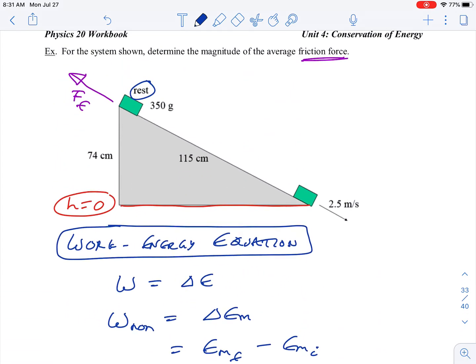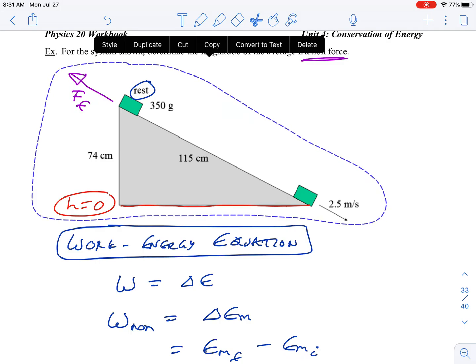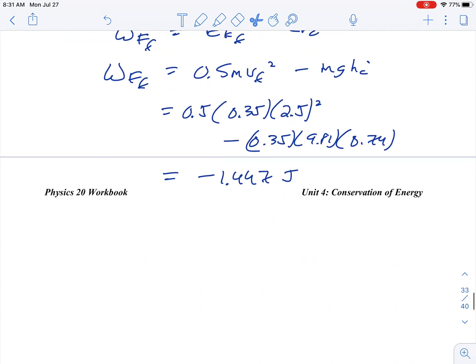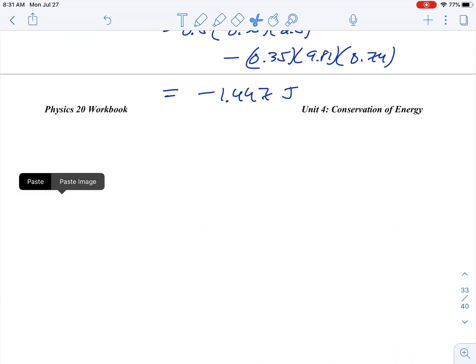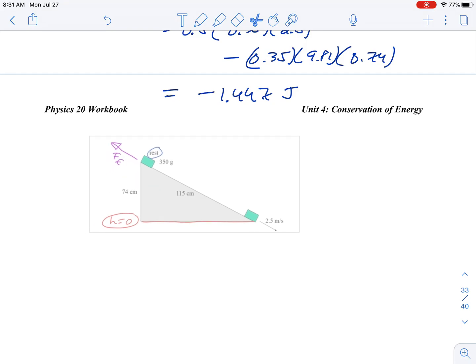Now let me just copy this. Copy. And let's paste that image right here.